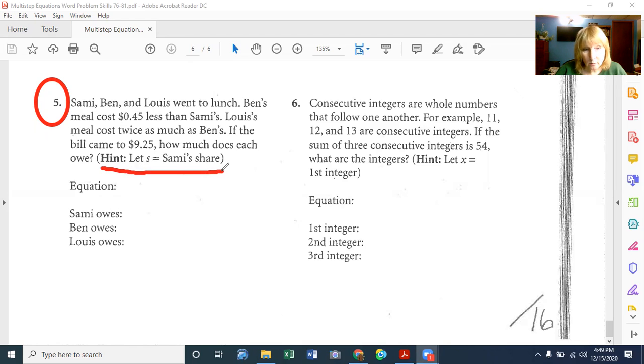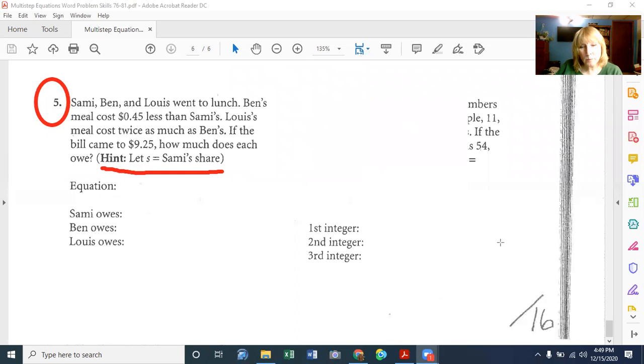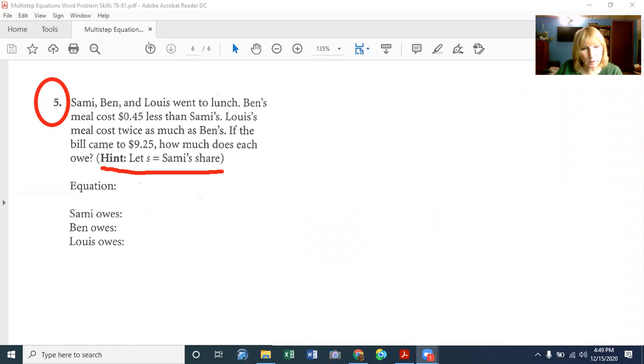We start with Sammy, we can get Ben, and then we can get Louis. He's based off of Ben. So Louis's meal costs twice as much as Ben's. If the bill came to $9.25, how much does each owe? And they're telling you, hint, let S equal Sammy's share. So the key to these problems is to first figure out which variable is going to represent the key. So in our case, S for Sammy. Sammy is our key. So we're going to say, let S equal Sammy's amount.